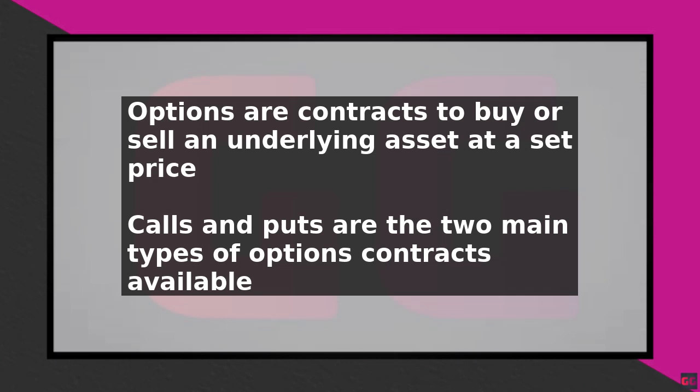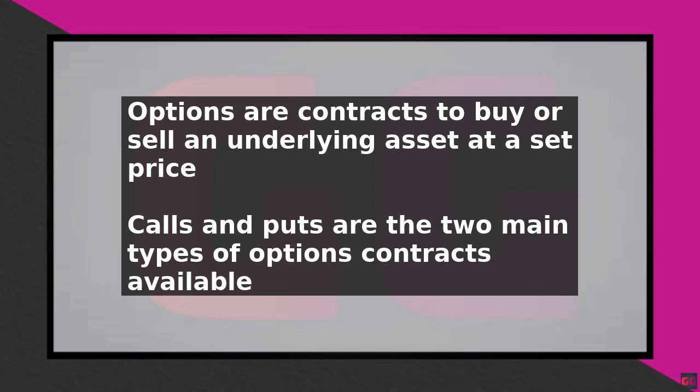When selecting an options contract, consider your investment goals and risk tolerance. If you think the price of the underlying asset will go up, you can buy a call option. If you think the price will go down, you can buy a put option.